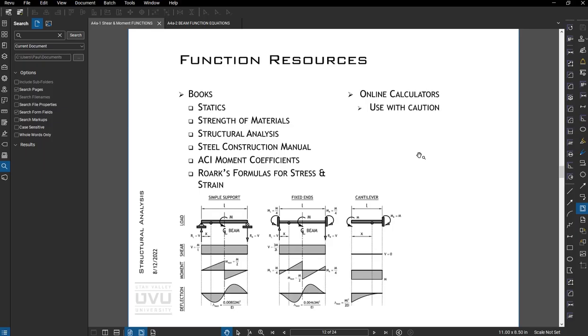So we'll find these types of tables here in statics and strengths books, structural analysis books. The Steel Manual has them. ACI has some cool things. If you want to go hardcore, Roark's Formulas for Stress and Strain are off the charts cool. Not the easiest to use, but they're good for more in-depth stuff. Online calculators, I would suggest you be careful because you don't know who's writing them, you don't know how they're validated, and frankly, if someone's life or property is on the line, I would not use an online resource.